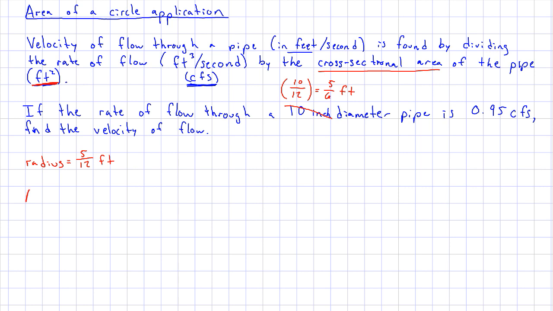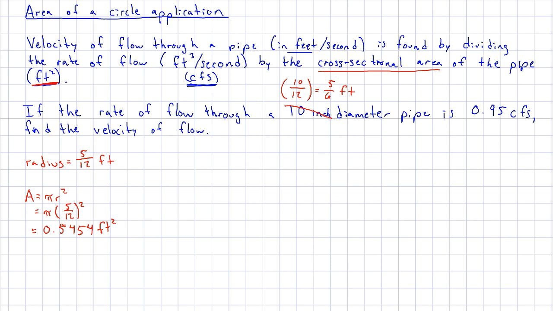So the area is pi r squared. I'll plug in my values here, and that will give me pi times 5/12 squared. Do put your parentheses there and then just use the square, and that should all work out in your scientific calculator. And I'll get 0.5454, and then there's some more decimals there, but I'll just leave it there with the 4. So that is the cross-sectional area. That's square feet of my pipe.